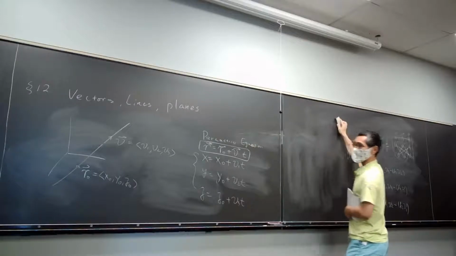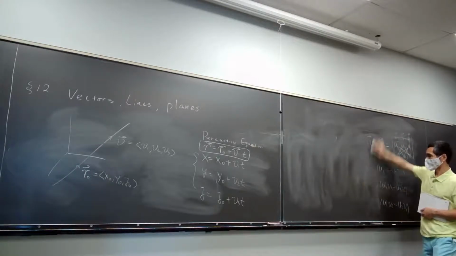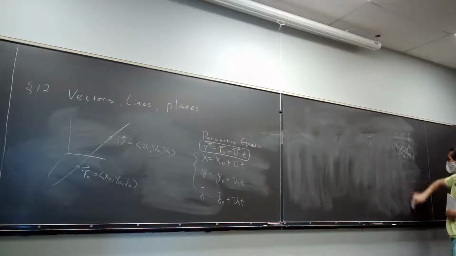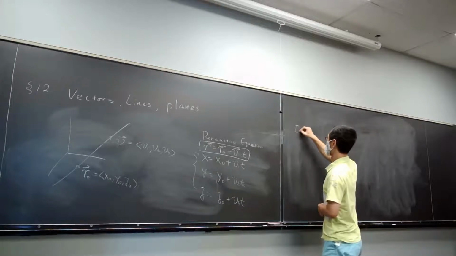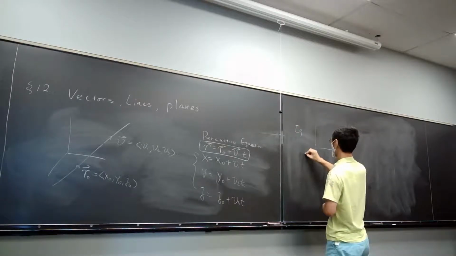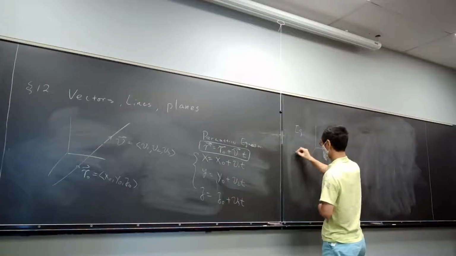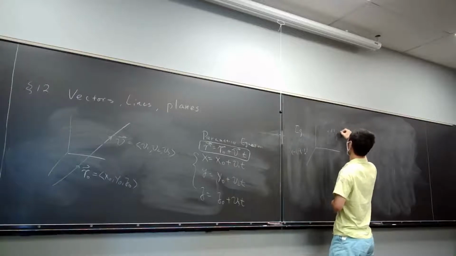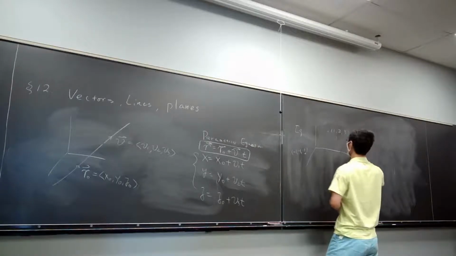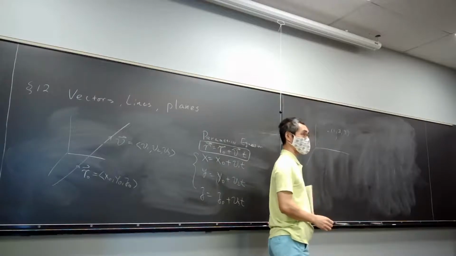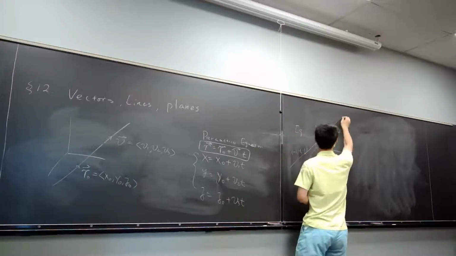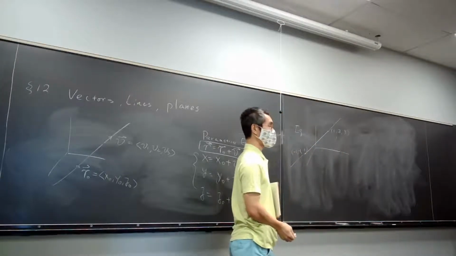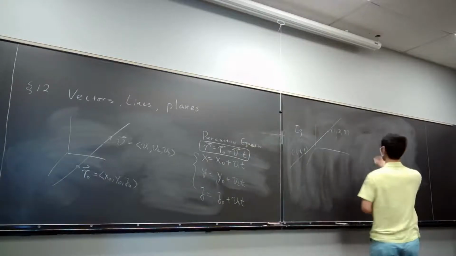But sometimes you need to figure out R naught and V by yourself. Let's see an example. Suppose we have 2 points. Let's say -1, -1, -1 and 1, 2, 3. Last time I told you that you can find the vector connecting them. Now let me extend it, so you get a line. Can you write an equation for this line?